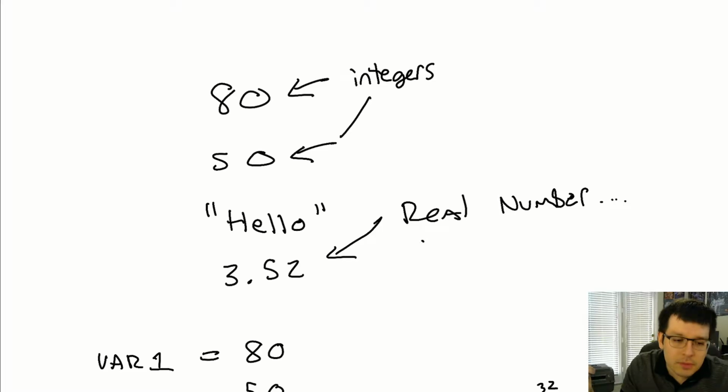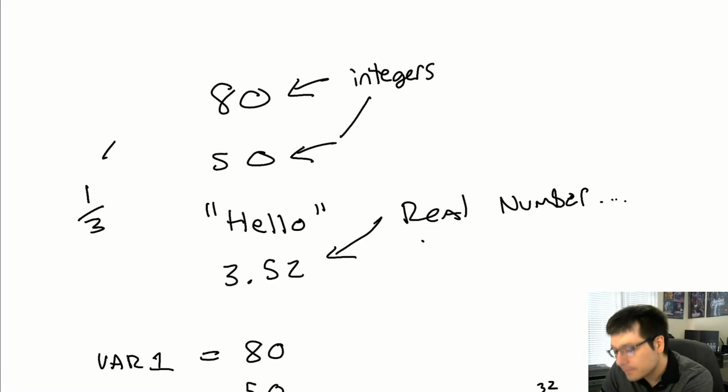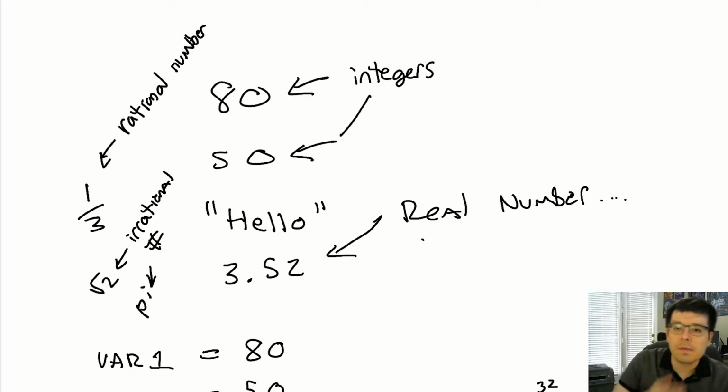There are numbers with repeating decimals, for example, one third. It's a repeating number. This is called a rational number, and a rational number is part of the real numbers. Then also the decimal number that goes on without any pattern is called an irrational number, for example, the square root of 2 or pi. So both rational and irrational numbers are real numbers.